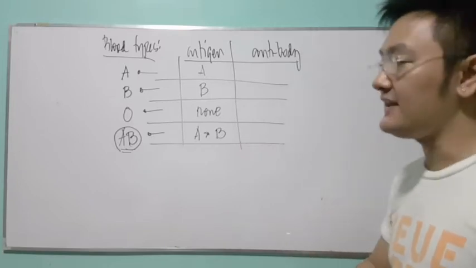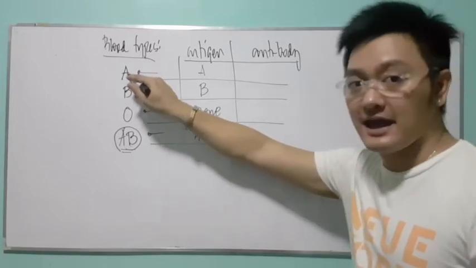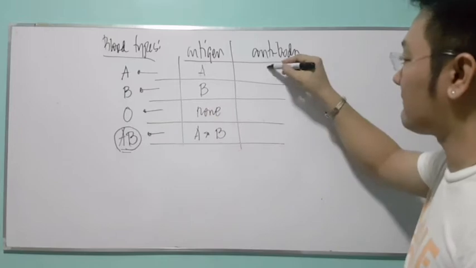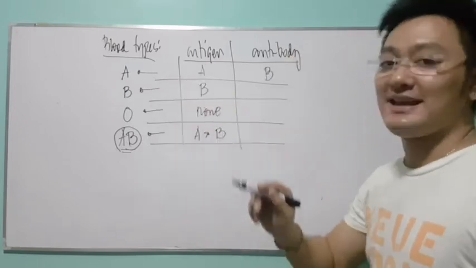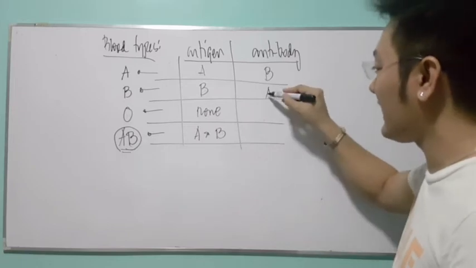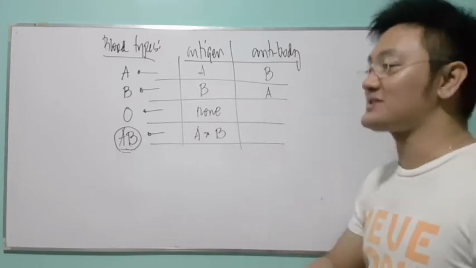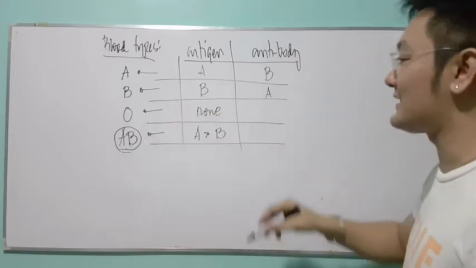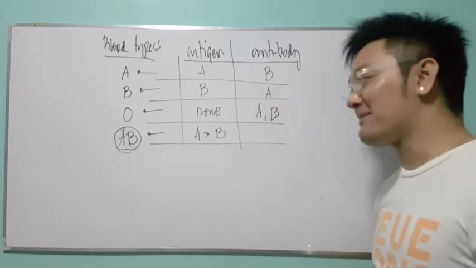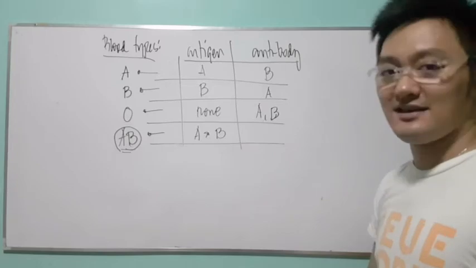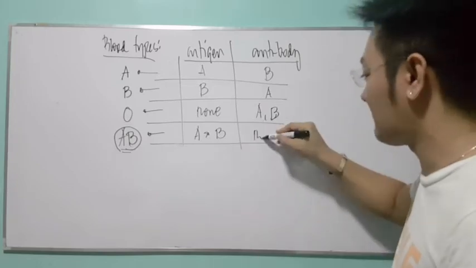Can you follow? If the blood type of the patient is type A, it contains antibody B. If the blood type of the patient is type B, it contains antibody A. If the blood type of the patient is type O, it contains antibody A and B. If the blood type of the patient is type AB, it does not contain any antibody.